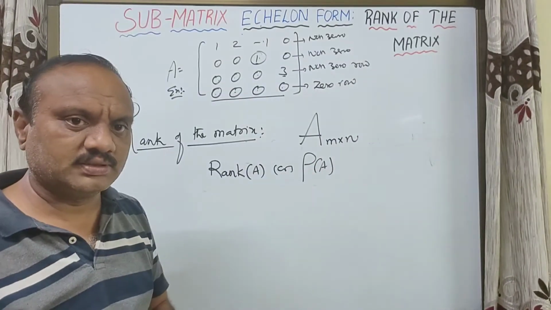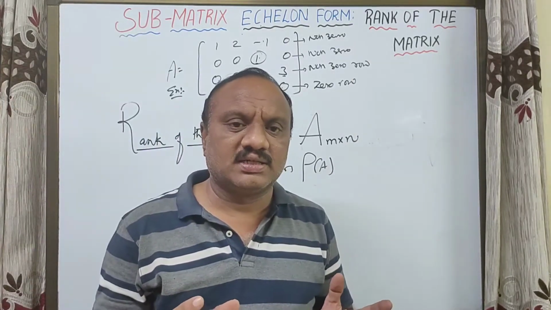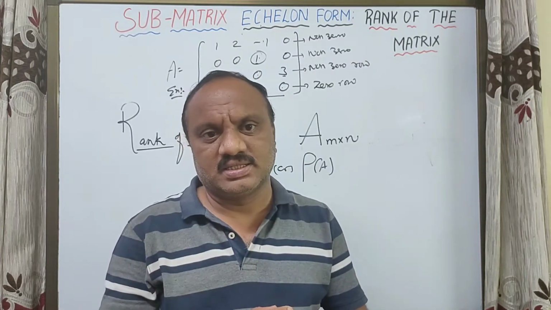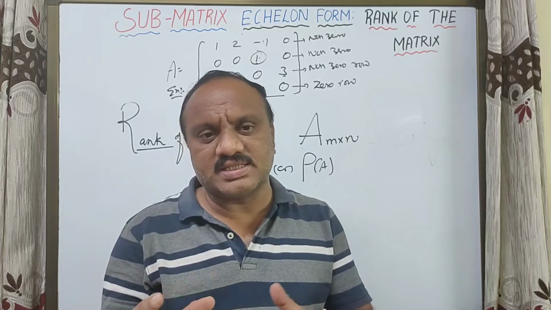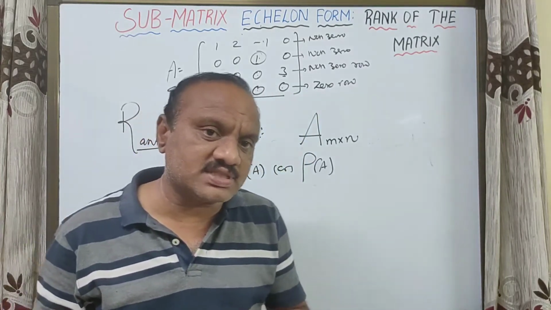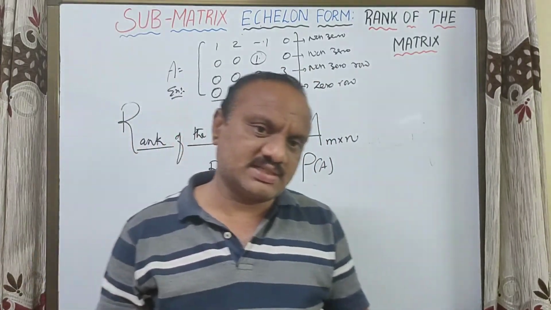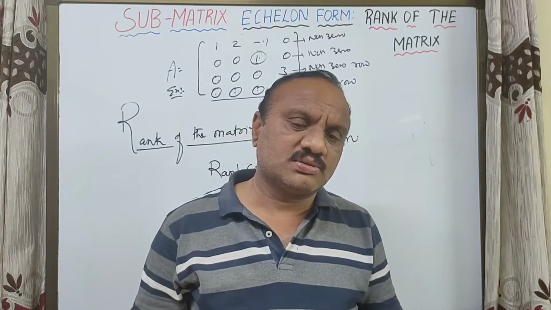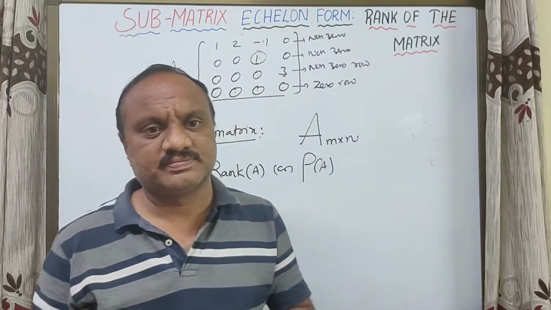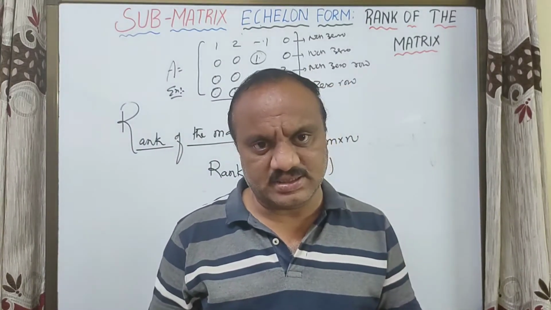Row of A. So my dear students, rank is nothing but the highest order of a non-singular matrix. Singular means the determinant is 0. Already I told you, non-singular means the value is not equal to 0. That is defined only on square matrices. So the maximum order of the non-singular submatrix of the given matrix is called the rank of the matrix.